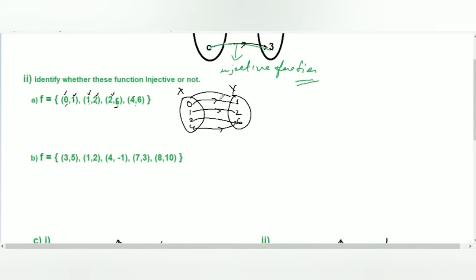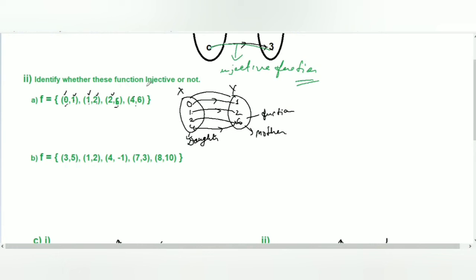Now try to identify whether this is a function or not first. You can watch my previous video, but I will explain here. Assume that the first set represents daughters and the second represents mothers. So 0 is a daughter, her mom is 1; 1 is a daughter, her mom is 2; 2 is a daughter, her mom is 6; 4 is a daughter. So 2 daughters can have 1 mother. So this is a function.